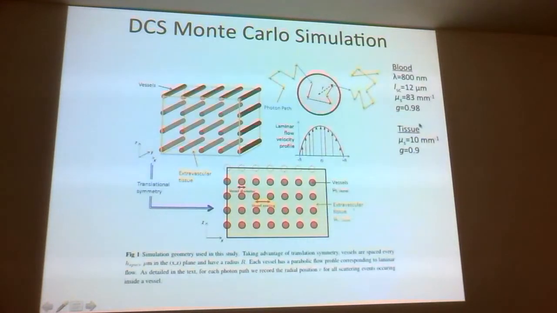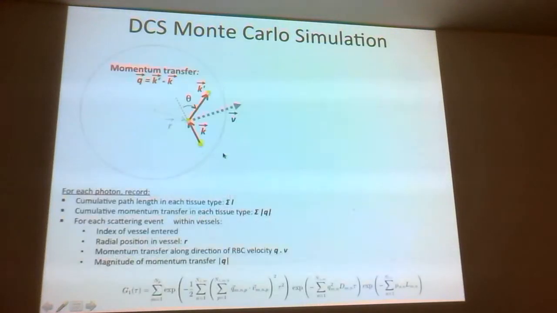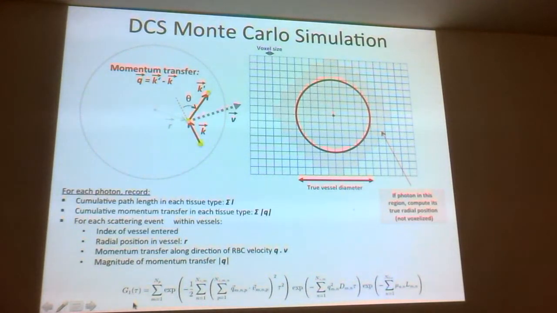So we created this geometry with translational symmetry, just a uniform array of vessels. We could change the diameter of the vessels, we could change the density of the vessels. For each vessel then, what we had to do was, as a photon was scattering inside the vessel, we had to record many key parameters. We had to record the radial distance of the scattering position, so we could account for the laminar profile of the flow. And we had to keep track of the scattering angle and the scattering angle relative to the velocity vector. Once we kept track of all of that, going back to the original derivation, we could figure out how we could use that information to then calculate what the decay of the temporal autocorrelation function would be. I'll skip that. We had some clever computational tricks for how to do this.